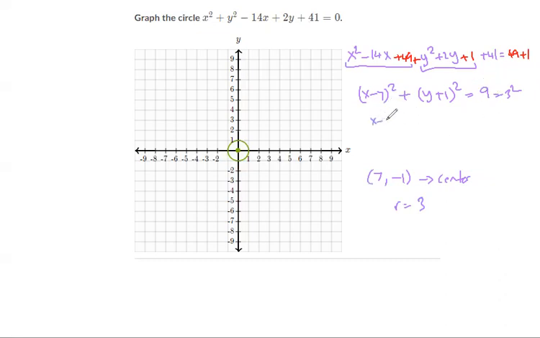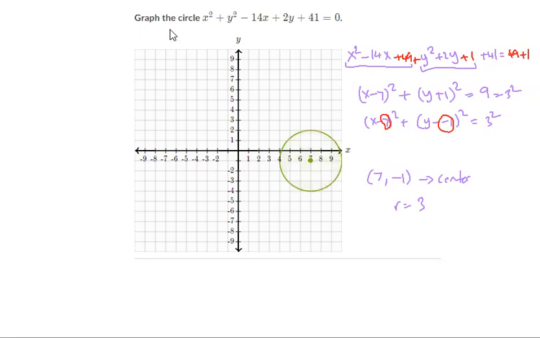Or you can just say x minus 7 right there, and y minus -1 squared equals 3 squared. And then you can just take the number after the minus, which is 7 and -1. We already have that, okay? So as soon as you have the center and the radius, let's go ahead and find 7, -1. So this is 7 and this is -1. And the radius is 3, so I can go 3 in all directions. So it should be like this, okay?